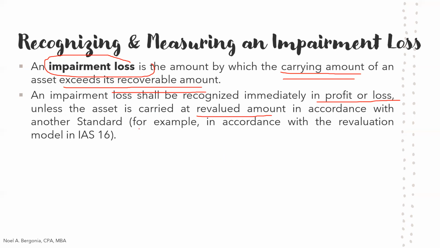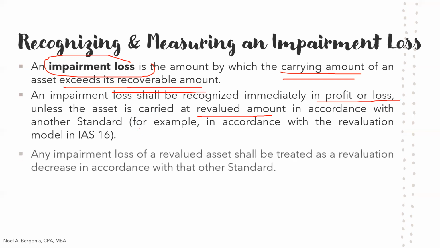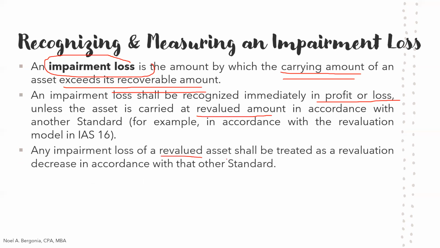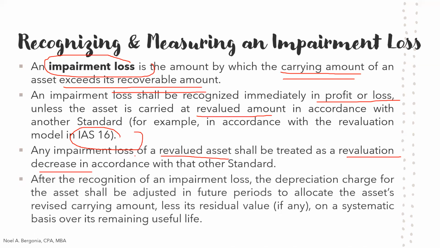So medyo dito sa discussion natin, mababalikan natin yung revaluation model since we are talking about impairment. Any impairment loss for that revalued asset should be treated as a revaluation surplus decrease, in accordance with IAS 16. After the recognition of our impairment loss, the asset will still continue to operate, di ba? But take note that the depreciation charge that we will apply for that asset after you have identified the impairment loss needs to be adjusted in future periods.